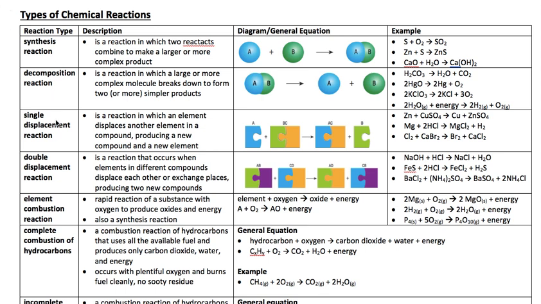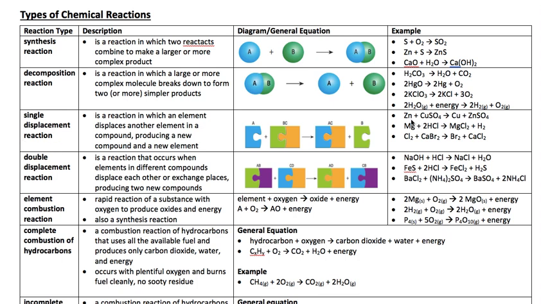All right, the next one is single displacement. What you're going to find is one element comes in and reacts with a compound which already has, like, a metal and a non-metal, and it displaces one of them. If a metal comes in, it displaces a metal. If a non-metal comes in, it displaces a non-metal. So here A comes in, displaces B, grabs C, and then B gets kicked out. They also call this a single replacement reaction, so you'll see that as well.